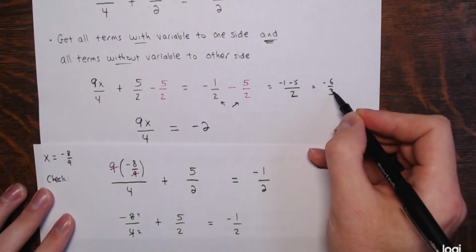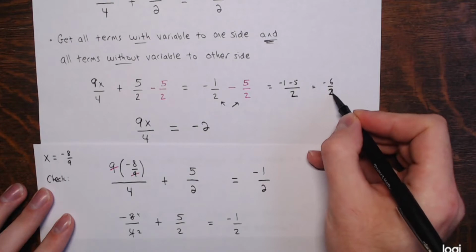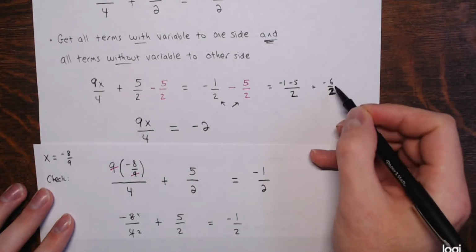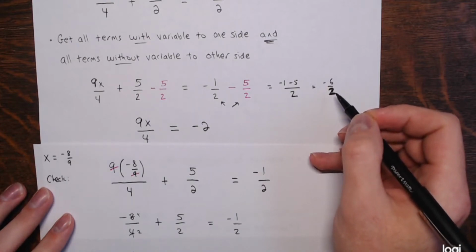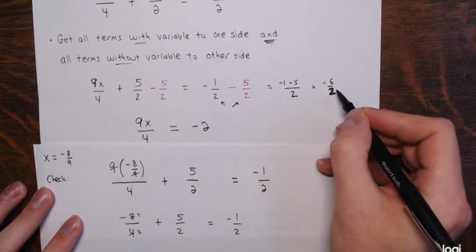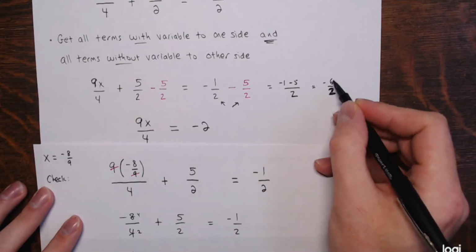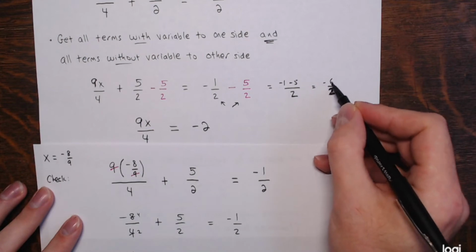You're probably screaming at me the whole time, weren't you? So this is why you check your answers, folks. And hey, maybe I did this on purpose. I didn't. I actually made this mistake. I apologize. Look, I had negative 6 over 3.